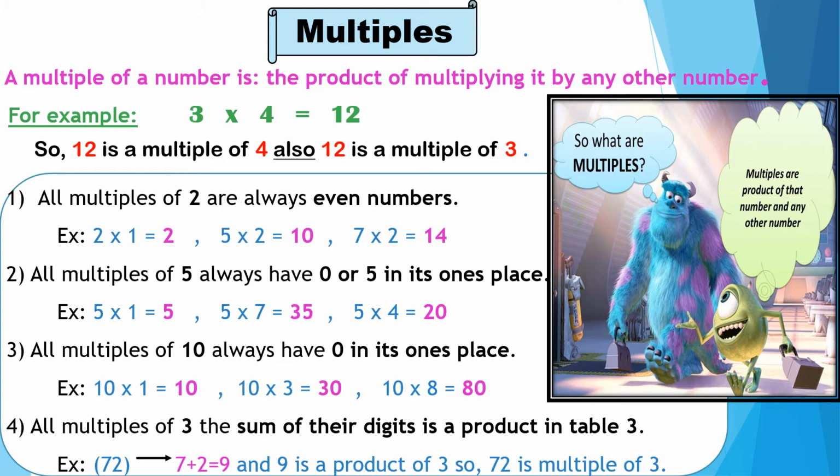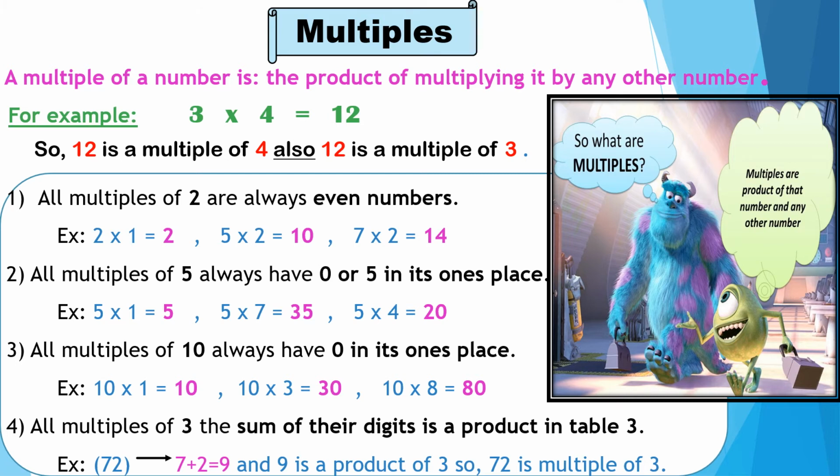Number 3, all multiples of 10 always have 0 in the ones place. For example, 10 times 1 equals 10. 10 times 3 equals 30. 10 times 8 equals 80. So 10, 30, and 80, all of them have 0 in the ones place.